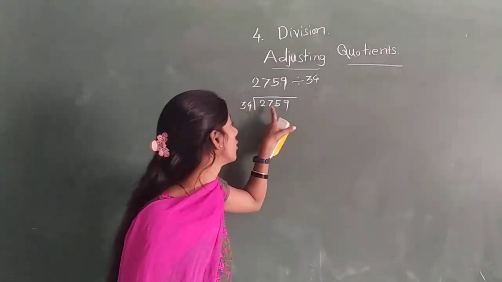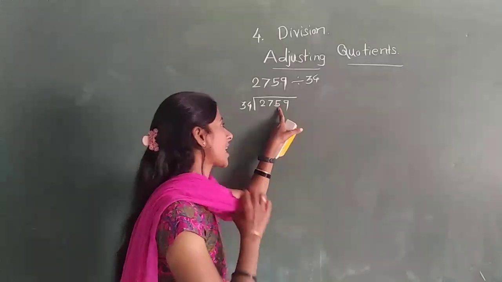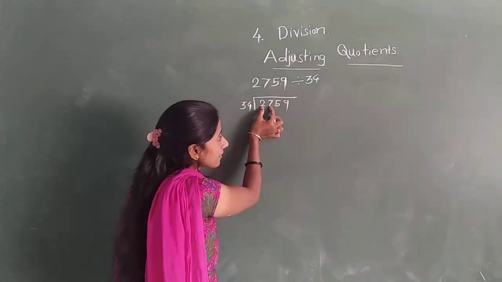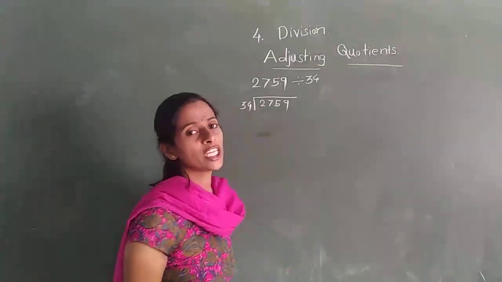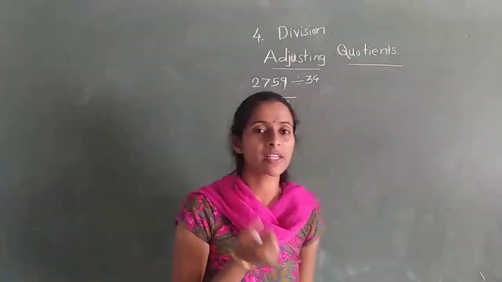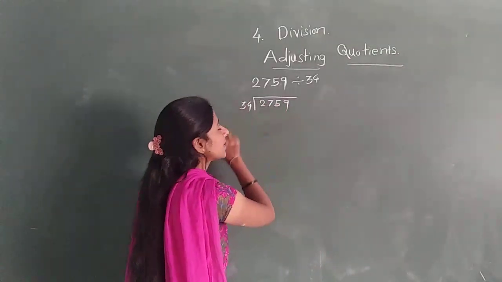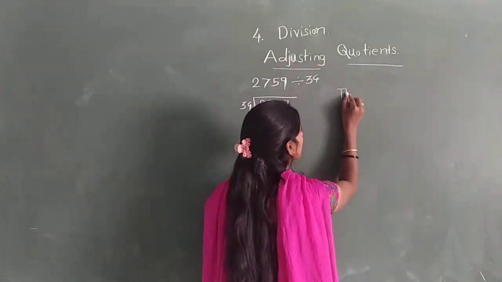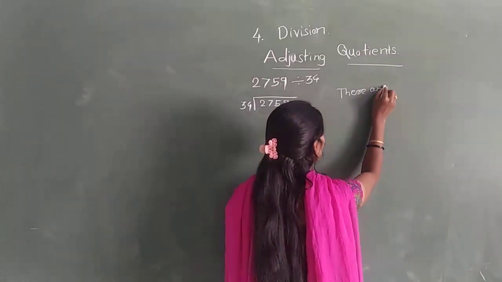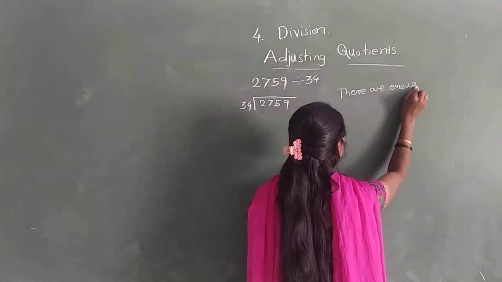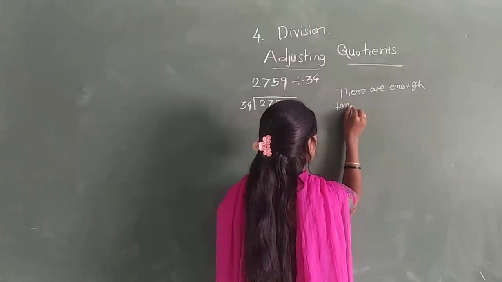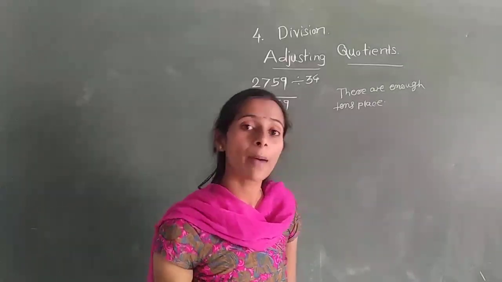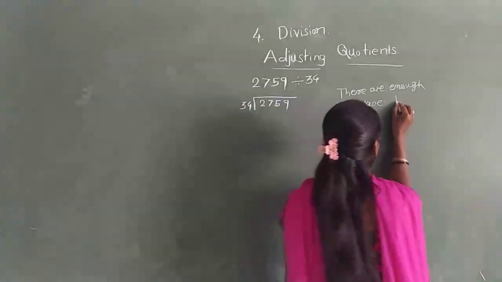Therefore there are enough tens. We have the ones place, tens place, hundreds place, and thousands place. 27 is at the hundreds place, so there are not enough hundreds. So go to the tens place, where 275 is greater than 34. So there are enough tens. Clear? Since there are enough tens, the first digit of the quotient will be written above the tens place. Got it?